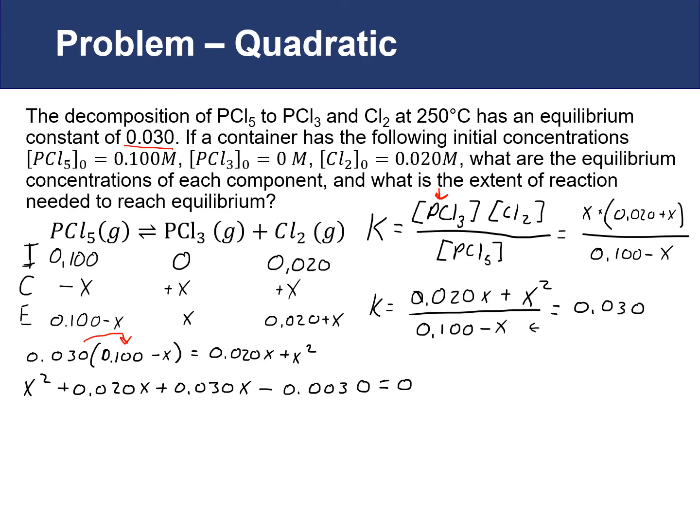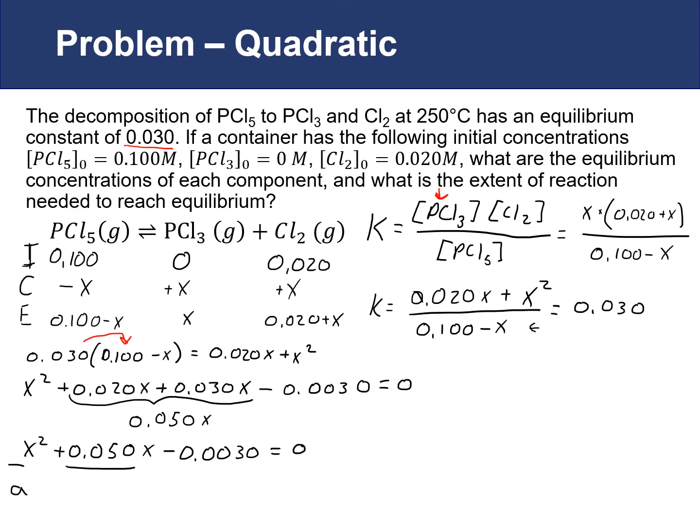So combining our two x values gives us 0.050x for here. Okay, so that gives us x squared plus 0.050x minus 0.0030 equaling 0. For a quadratic equation, this part here, the 1 in front of the x squared is a, this part here is b, and this, including the negative, is c.